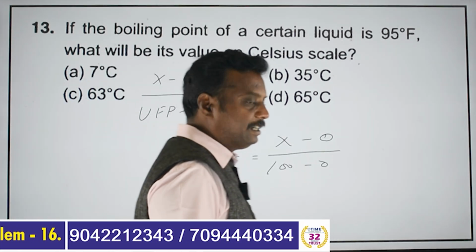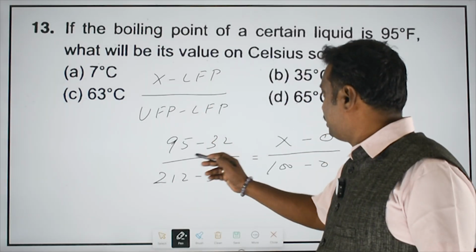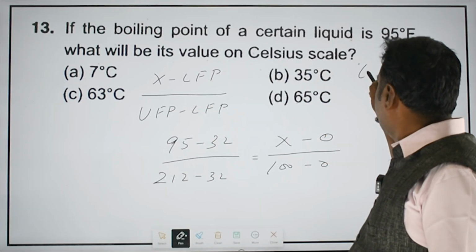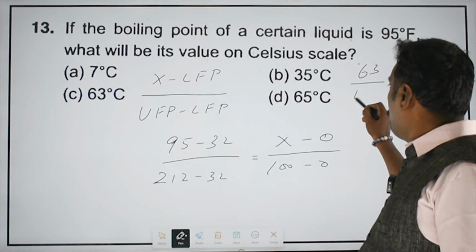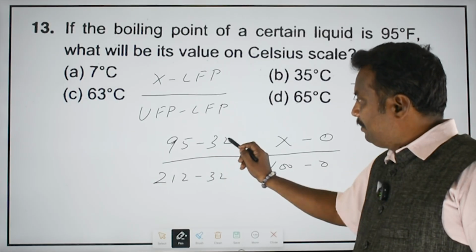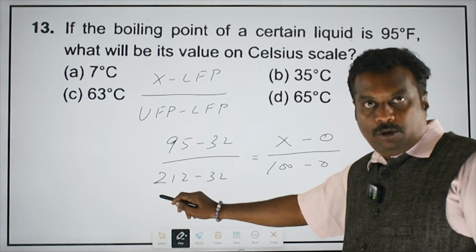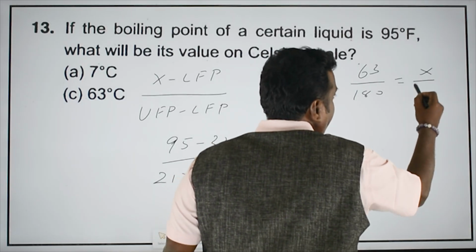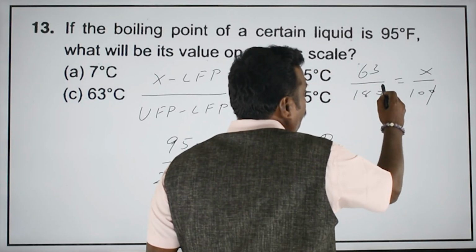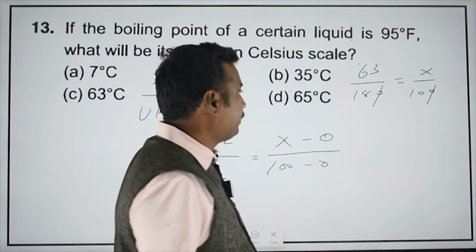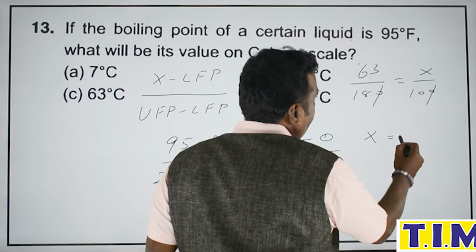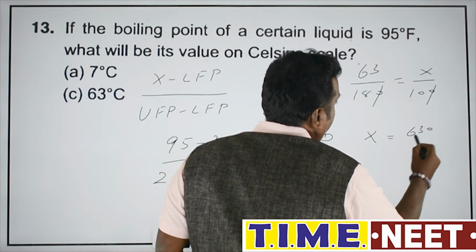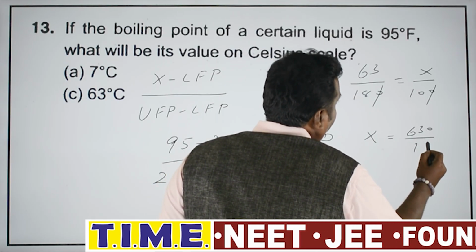So how we will get this? I will get the answer அப்படின்னு பார்த்தீங்கன்னா 95 minus 32 is 63 by 212 minus 32 is 180 is equal to X by 100. இந்த 0 என்ன ஆயிடுது? Cancel ஆயிடுது. So the value of X is equal to 630 by 18.